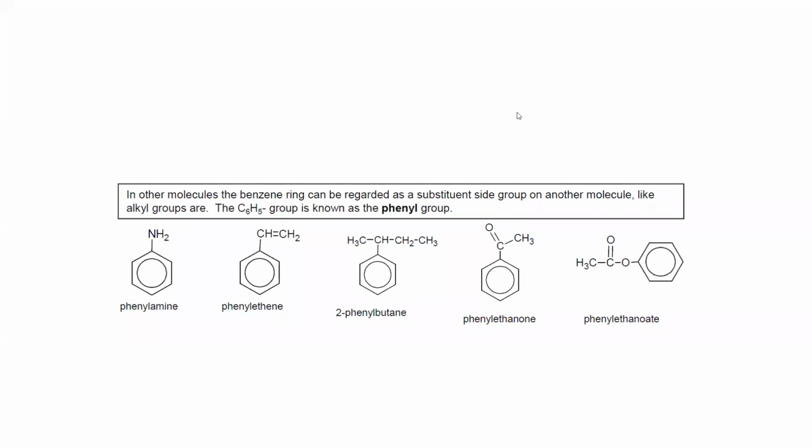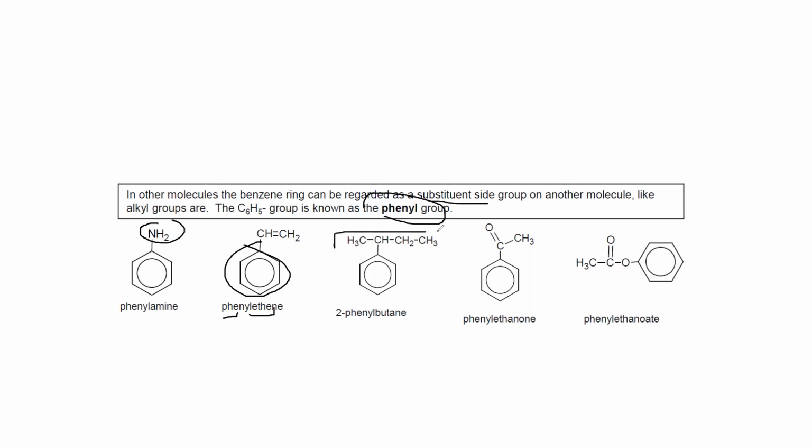Substituent groups are side groups on another molecule, like alkyl groups. C6H5: if we consider benzene as a substituent, like a branch, we use the term phenyl for that. For example, here it's phenylamine because benzene is attached to ammonia. The same thing here, phenylethene. In another molecule, the benzene ring can be regarded as a substituent, and when we consider it as a substituent, we use the term phenyl.